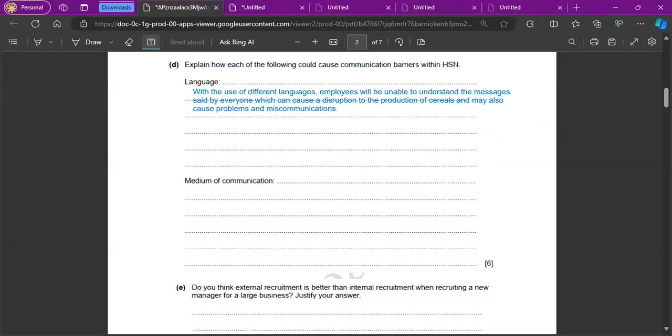Next barrier is medium of communication. Medium of communication refers to how we actually portray the message. So this can be calling, texting, email, notice boards, letters, etc. The medium of communication is extremely important because, for example, if you need feedback, you can't put it on a notice board because everyone's just going to read it and go, right?